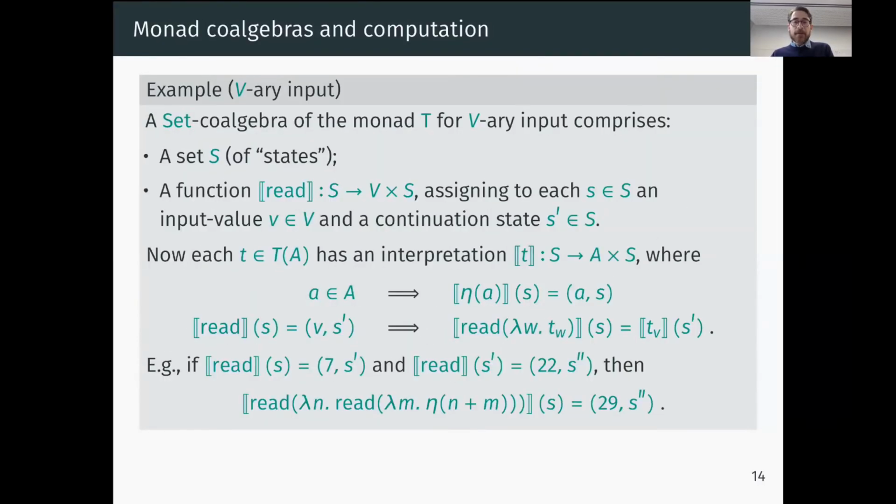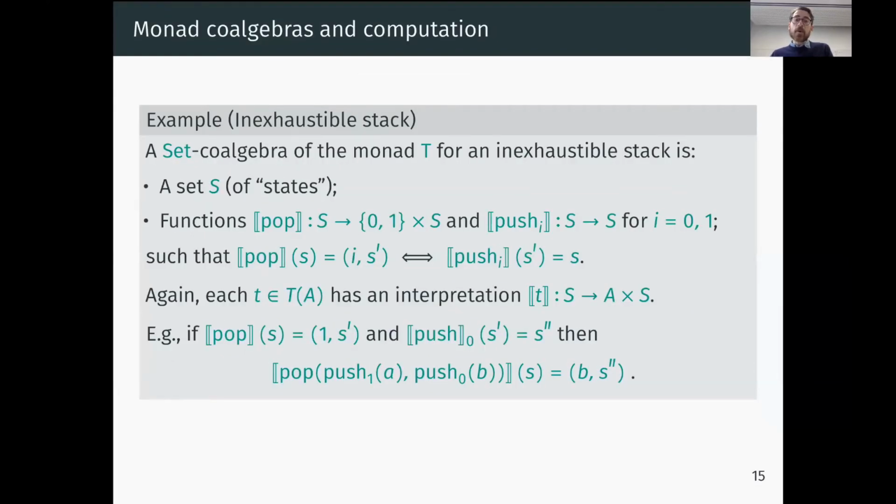So, in a similar way, we can talk about what a coalgebra for the monad for an inexhaustible stack is. Well, again, it's a set of states, which indicates the current state of the environment. There's a function pop, which in any given state returns the value 0 or 1 which is on the top of the stack in that state, and then moves to a new state, which encodes the stack with that 0 or 1 removed from the top.